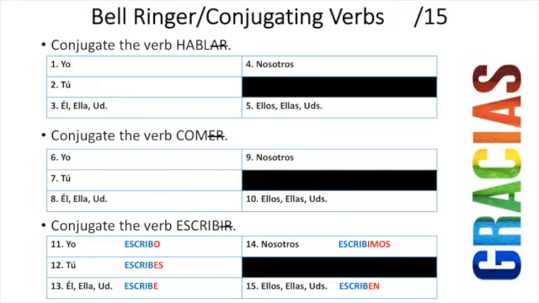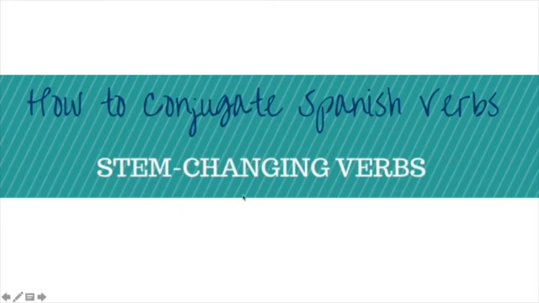If we were looking at the verb escribir, we would do the same thing. Chop off your IR, carry down the escrib all the way down, as you see in the blue, and then add our IR endings, o, es, e. This time we have imos instead of emos, ís instead of éis, and en. So you can see all of those for you there.